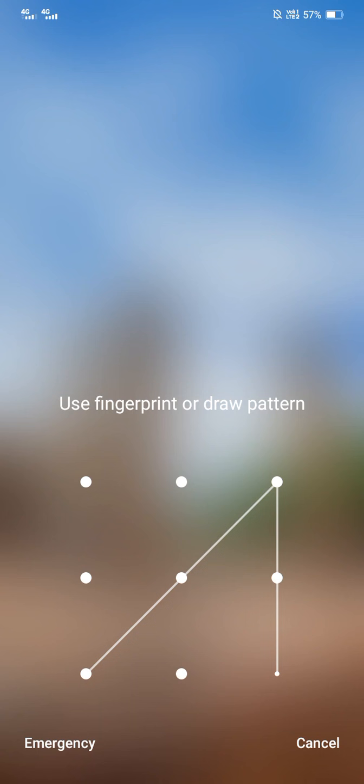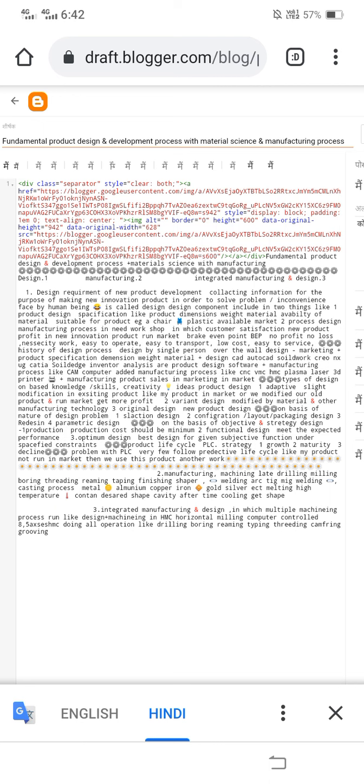specification like product dimensions, weights, its materials, availability of material suitable for a product. For example, a chair made of plastic only, not other materials, available in the market.